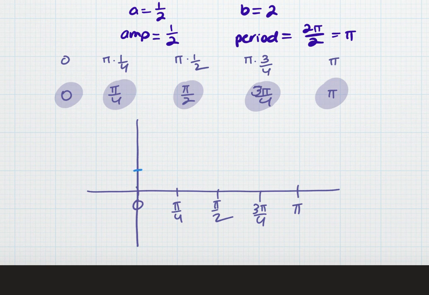This time, my amplitude is 1/2. So I'm starting at 0, I'm going up to 1/2, I'm coming down to 0, negative 1/2, and then back up to 0.